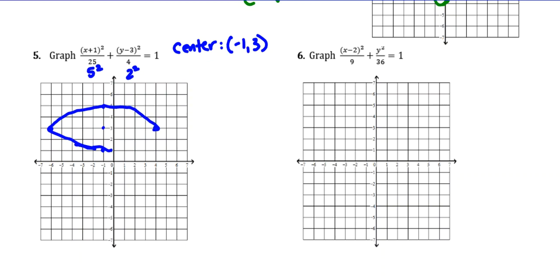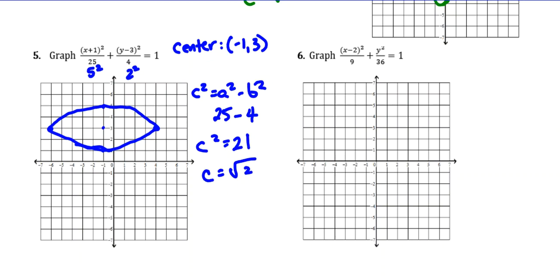Oh, this is not too neat. Okay, and then if you want to find your two foci, you would do c squared equals a squared minus b squared. And that would be 25 minus 4. So c squared equals 21, and c is the square root of 21. So the square root of 21 is going to land between 4 and 5. So you want to graph your two foci between 4 and 5.